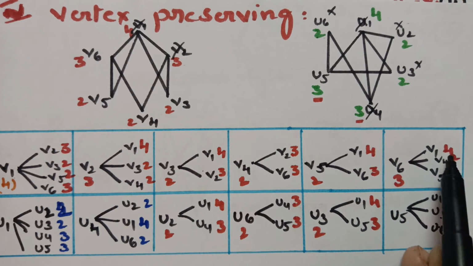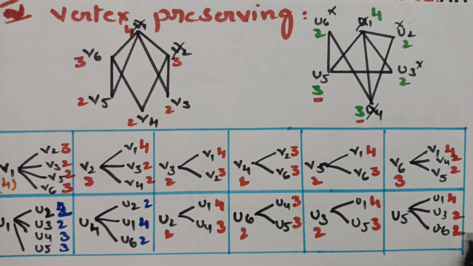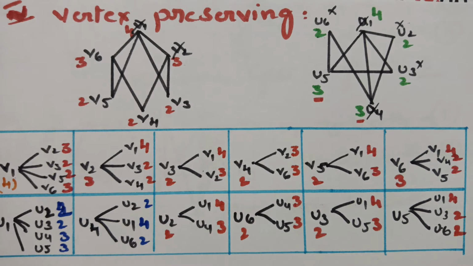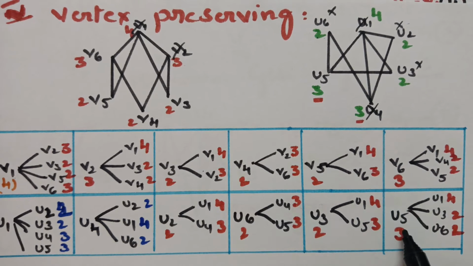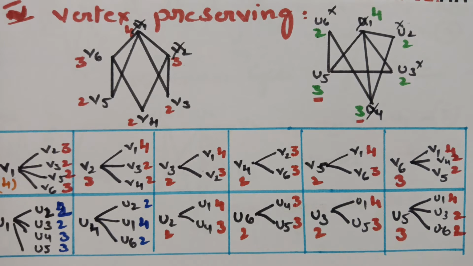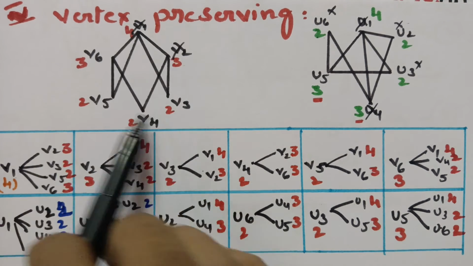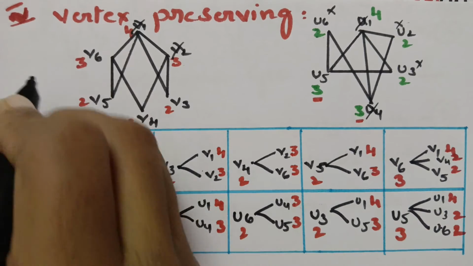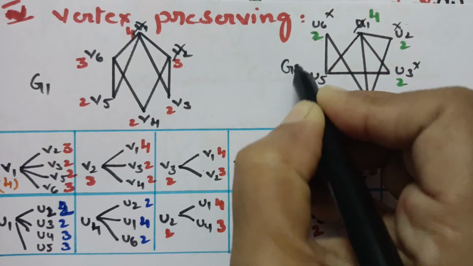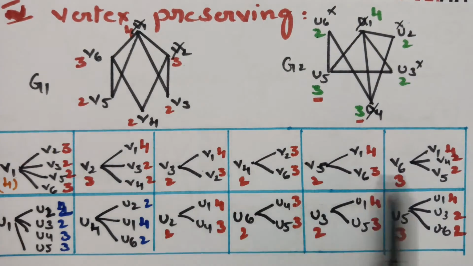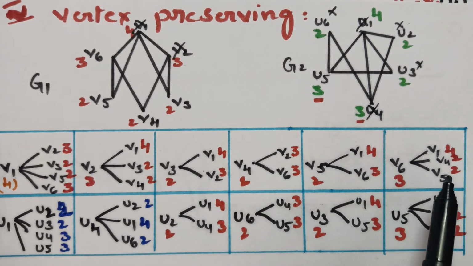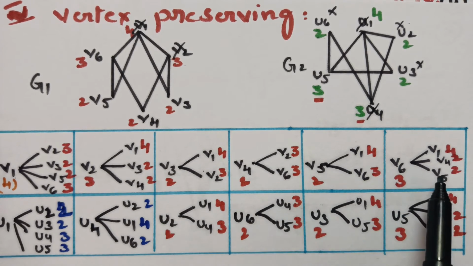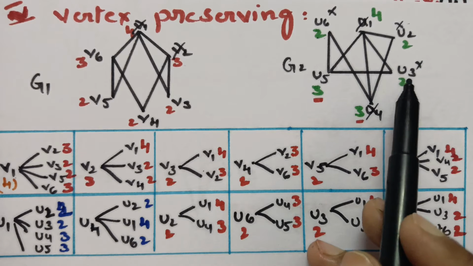So this is 4 2 2, and this is also 4 2 2. Clear? So u5 is having degree 3. Now u6 is similar to u5, so this is edge preserving. So we have to go with all the vertices in this first graph. This is graph g1 and this is graph g2, v1 v2 v3, and all the edges we have to plot, and all the degrees also you have to plot, and check the corresponding degree.